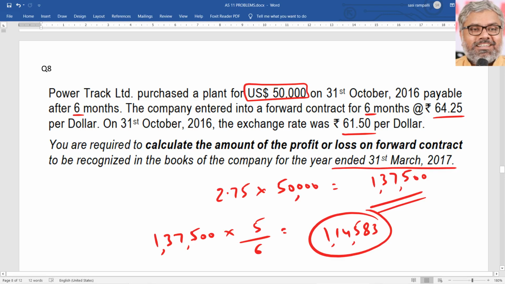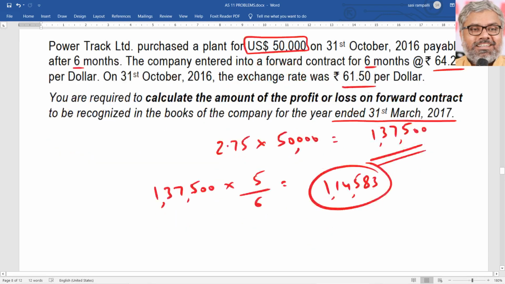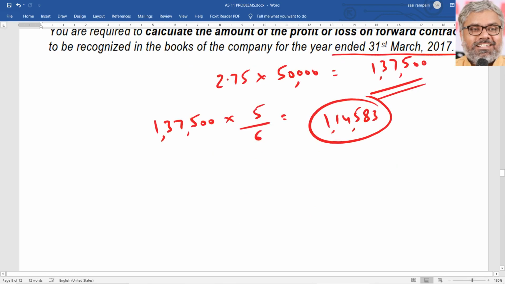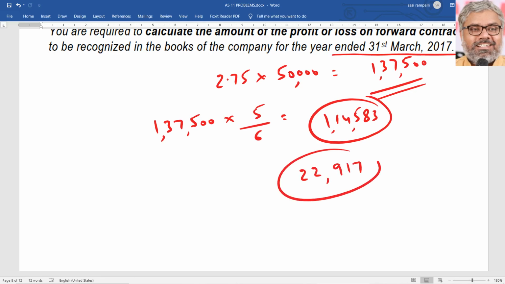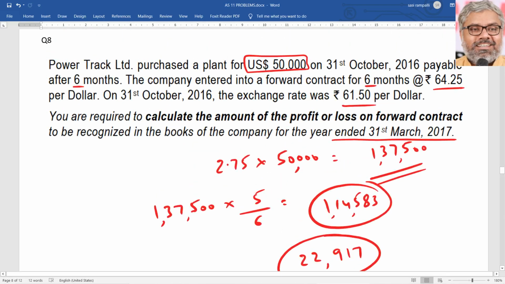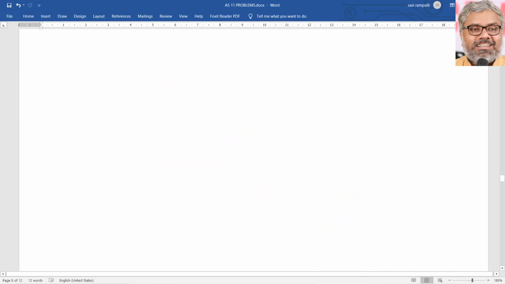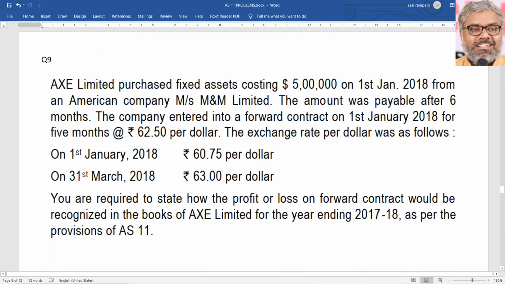So 114,583 has to be definitely charged to the P&L account, recognized as loss in the books of Power Track Limited on 31st March 2017. But what happens to the remaining amount? That remaining 22,917 has to be recognized as loss in the next year. That's it. That is the forward exchange contracts. Loss to be recognized and amortized over the period of life of the contract.